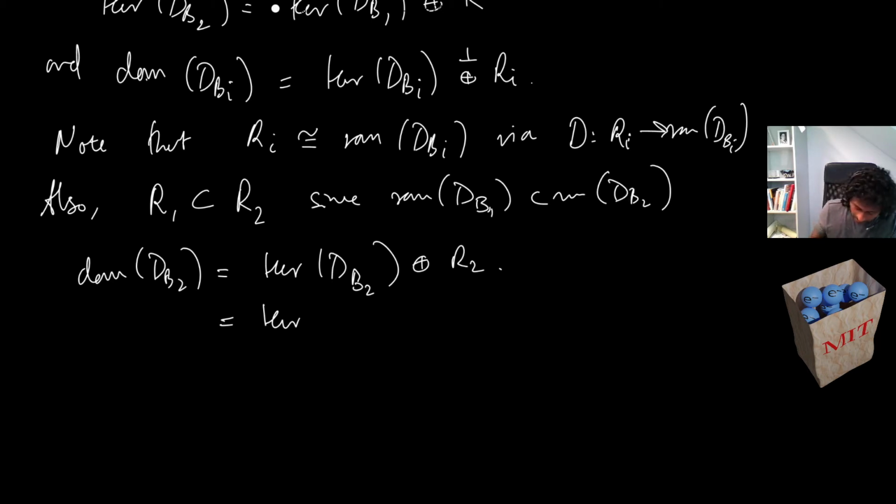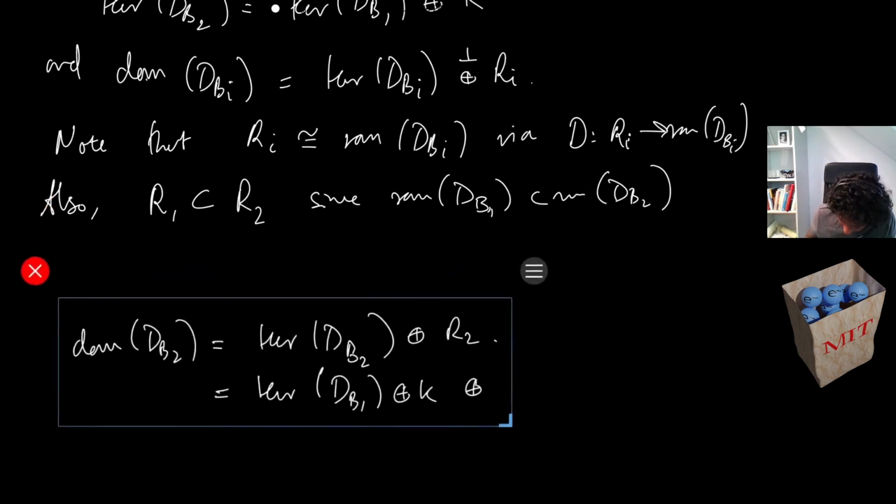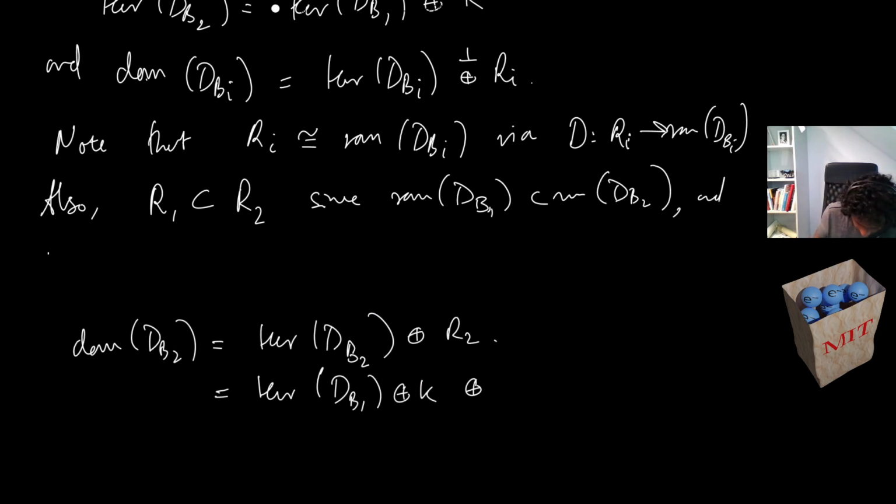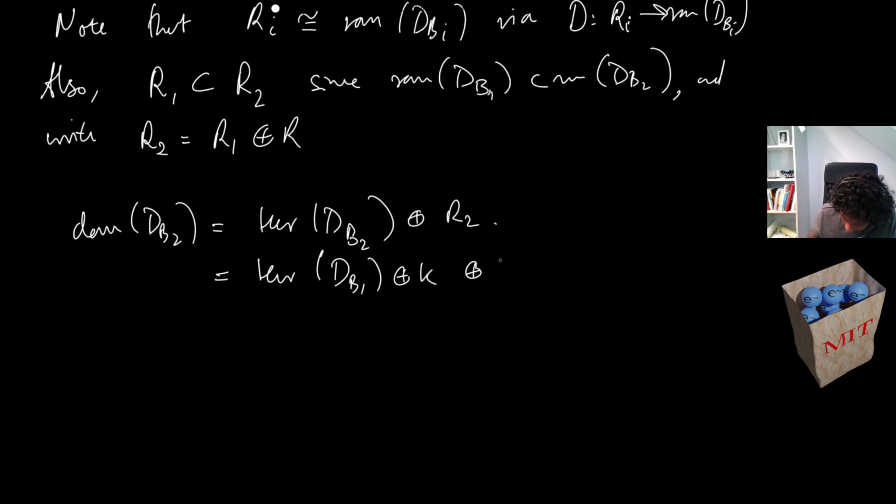Okay, sorry. And then the kernel now of dB1 via this splitting plus K plus, now I'm going to split, sorry, I should have written here, and write R2 equals R1 plus R. So now we write this as R2 plus R. Good. Sorry, R1 plus R.